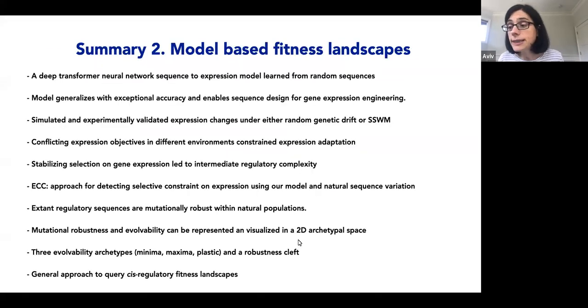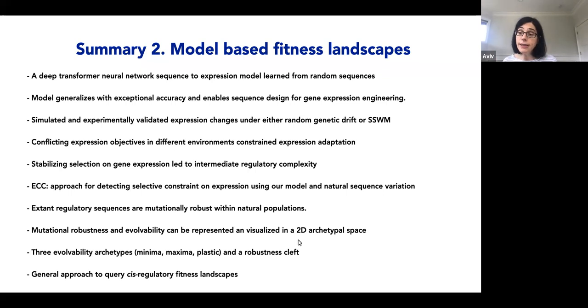And so to summarize this second part, I showed you how we use GPRA training data with random sequences to learn a deep transformer neural network model of sequence to expression. This model generalizes extremely well. It lets us engineer promoter sequences. We use the model to look at questions in evolutionary biology. First, we simulated and experimentally validated how expression changes under different kinds of regimes.